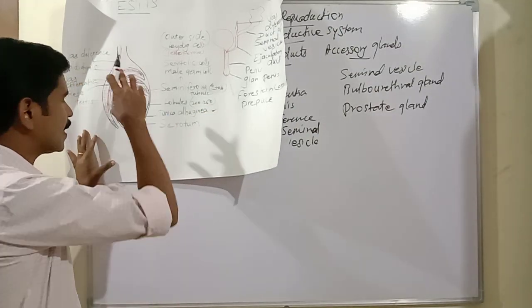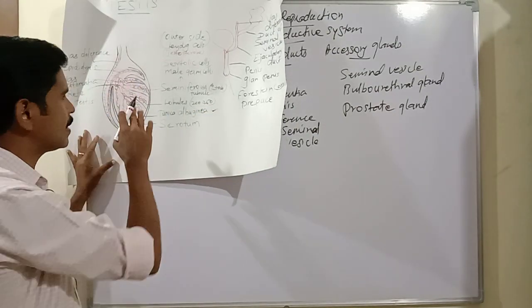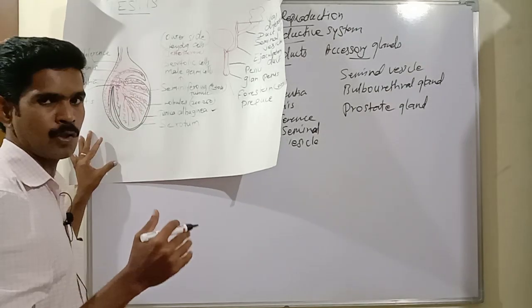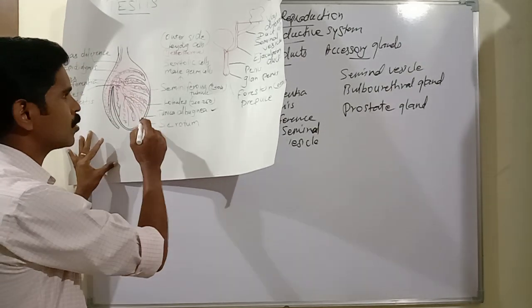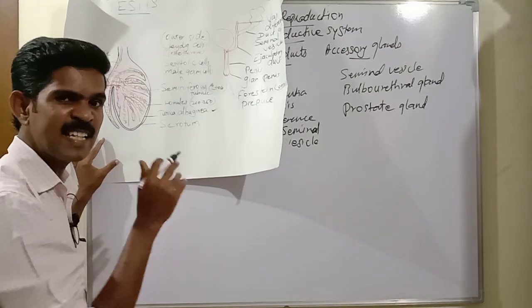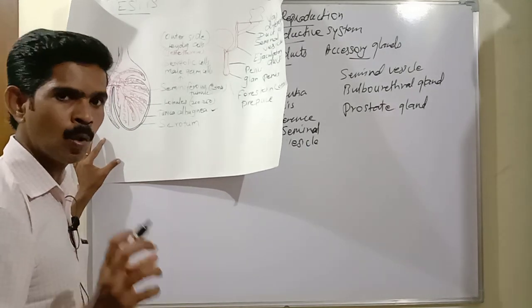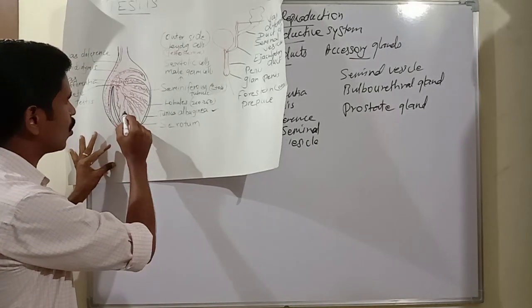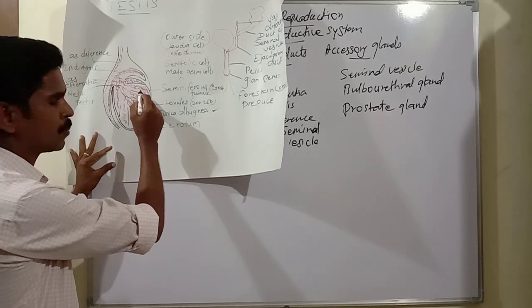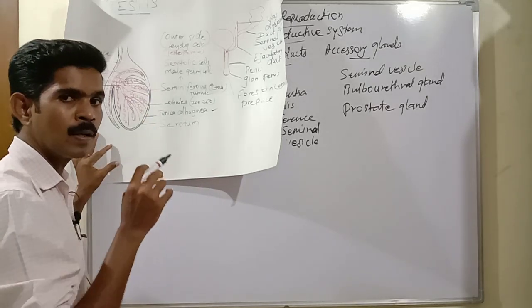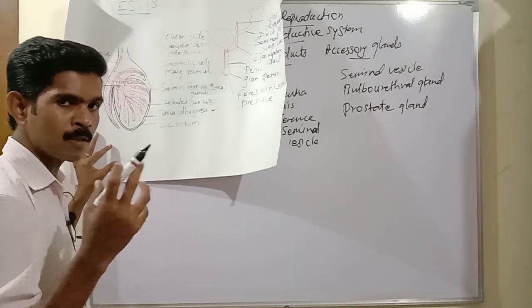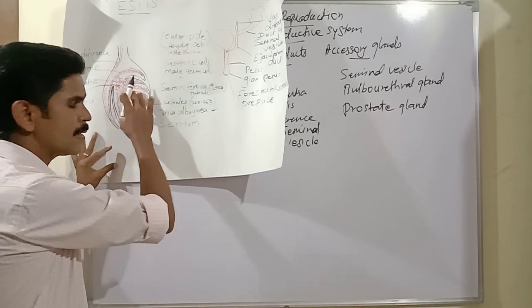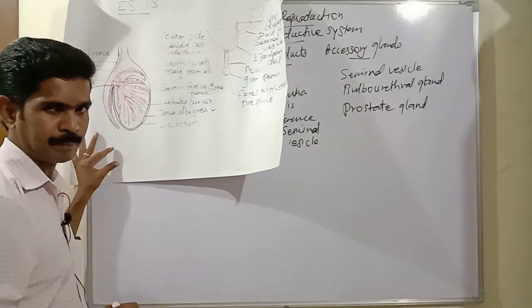Then, inside, the testis is divided into 200 to 250 small compartments called lobules. So just imagine this is one lobule, this second, third, fourth, fifth. Like that, 200 to 250 small lobules or small compartments are present inside the testis.